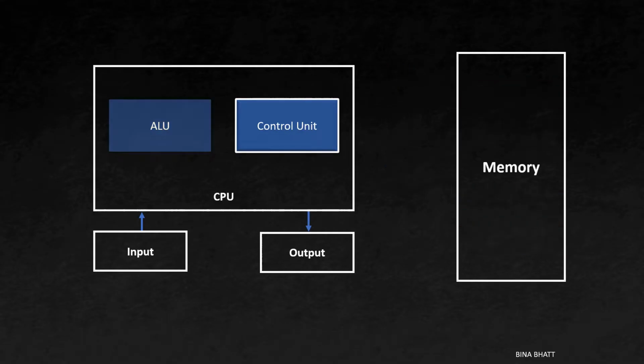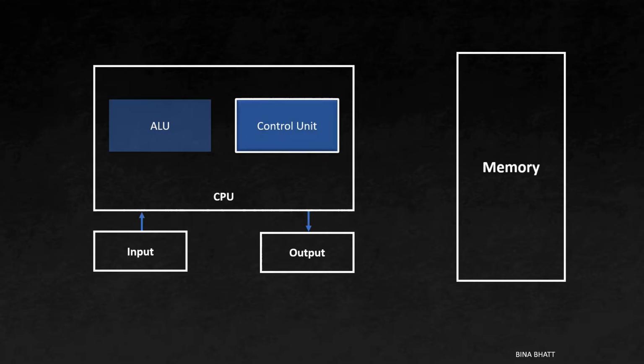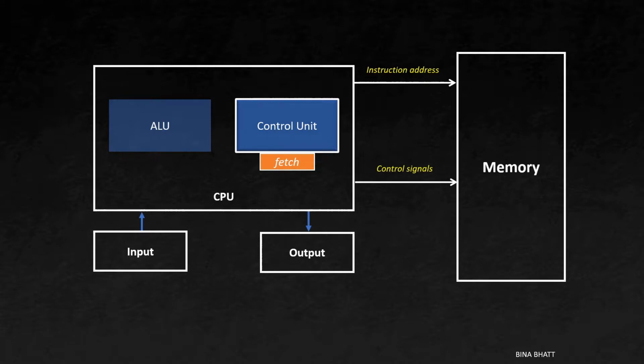We'll understand the function of each block by considering an instruction cycle. The first step in instruction cycle is fetch. The control unit is responsible for fetching an instruction from the memory. For this, it provides address of the instruction on the address bus, control signals like read, clock, etc. on the control bus. Finally, the instruction arrives towards the processor via the data bus.